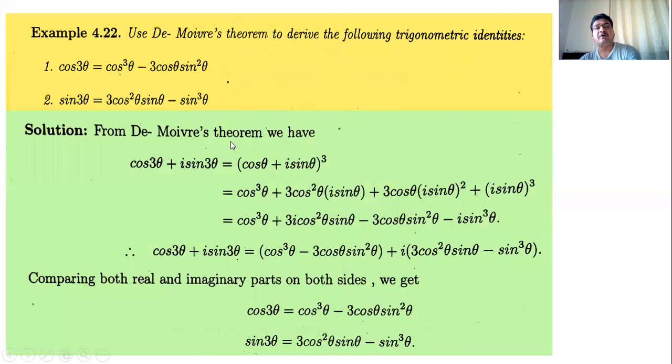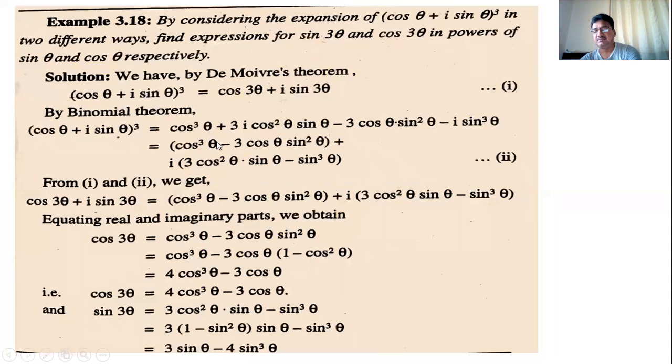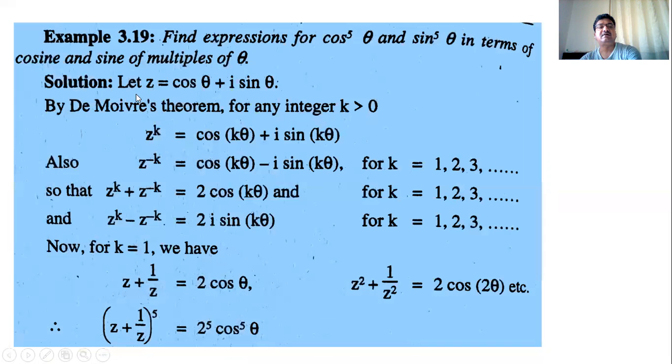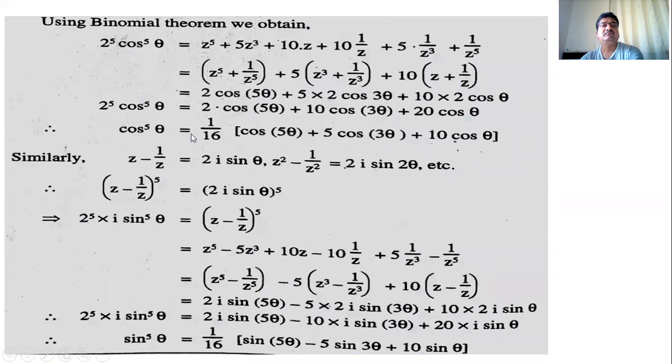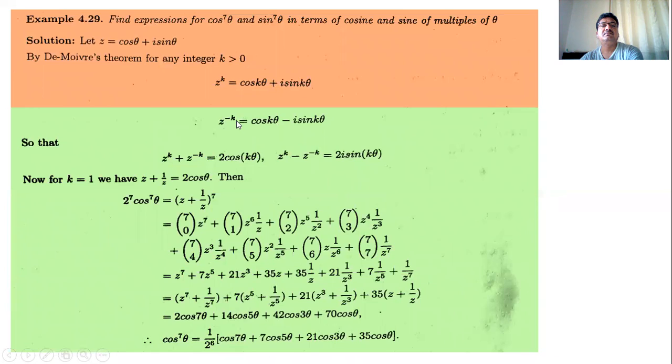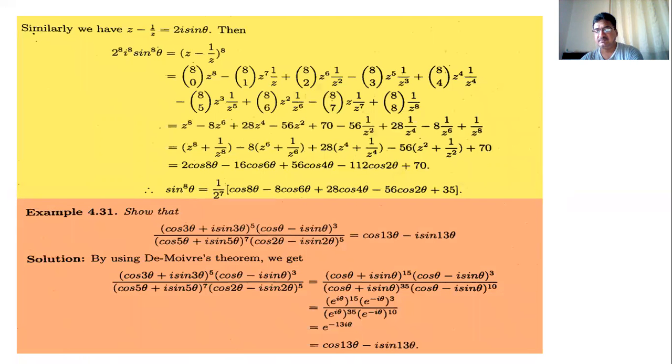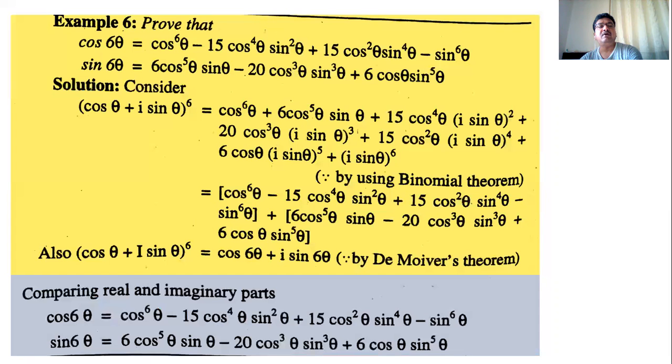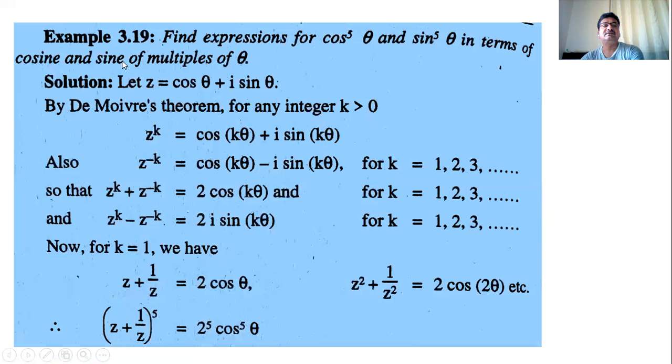So for all these problems, the expansion of cos 3 theta, sine 3 theta, and the expansion of cos 6 theta and sine 6 theta, the methods are set. These are some different problems. If the problem is the expansion of cos 5 theta and sine 5 theta, then expand cos theta plus i sine theta raised to 5 in two different ways and find the answer. Or if the problem is cos 4 theta and sine 4 theta, then expand cos theta plus i sine theta raised to 4 in two different ways, by using the binomial theorem and De-Moivre's theorem, and find the expression for cos 4 theta and sine 4 theta. So these are the two sample problems, sine 6 theta and cos 6 theta.